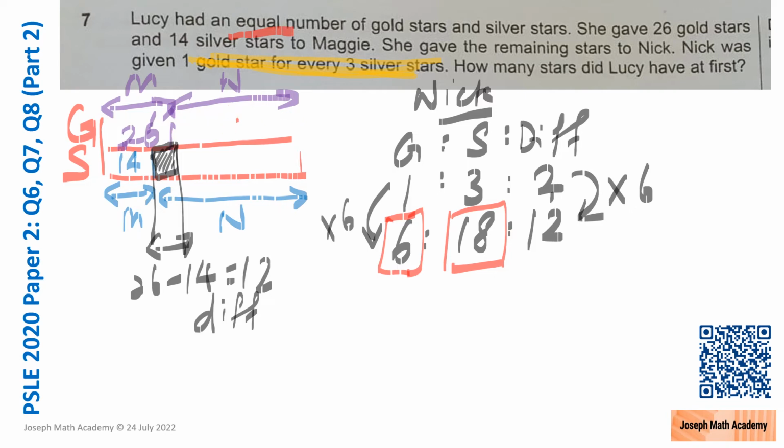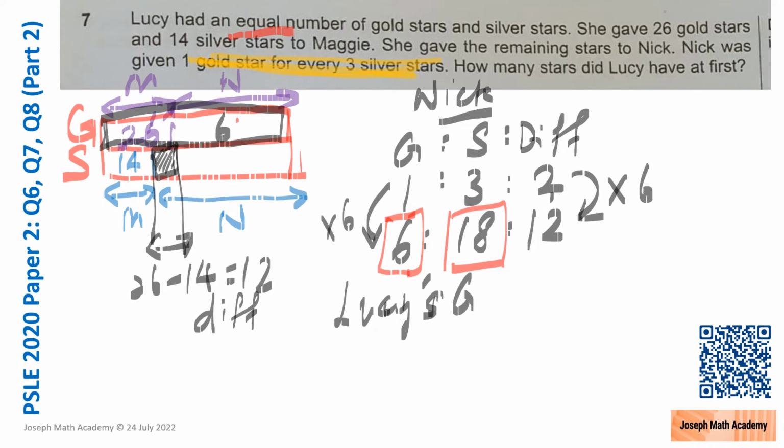Okay, change color. Give me a minute. So Nick received 6 gold stars from Lucy. Right? So that means Lucy had a total of all these gold stars. What is all this? So Lucy's gold stars is actually 26 plus 6. All right, 26 plus 6 is our 32.